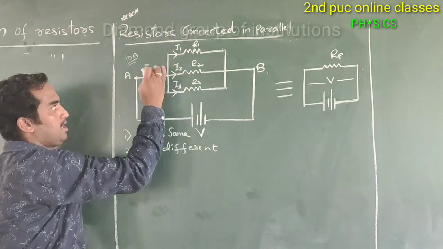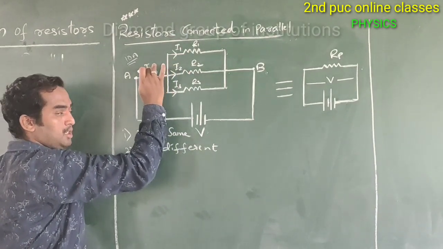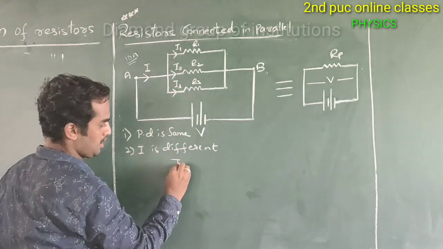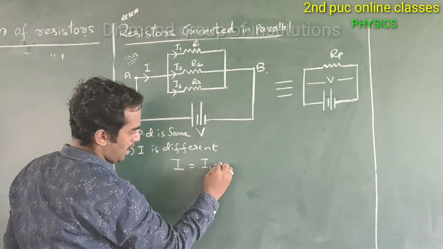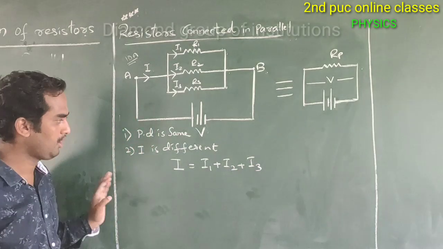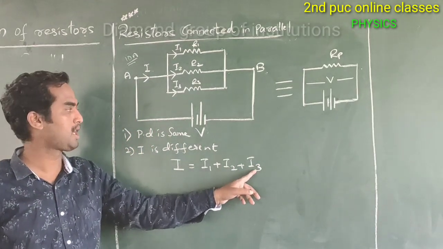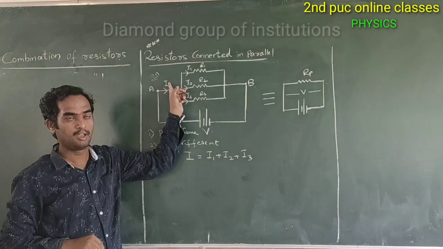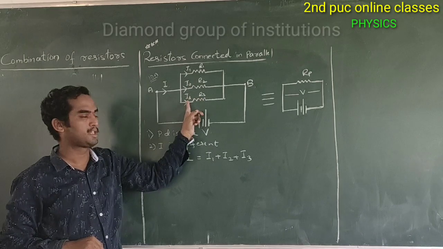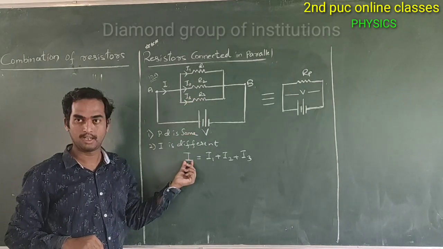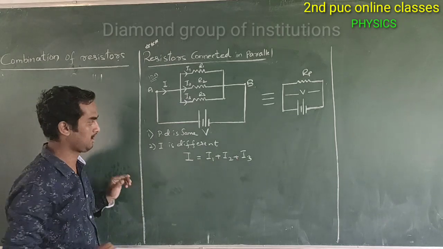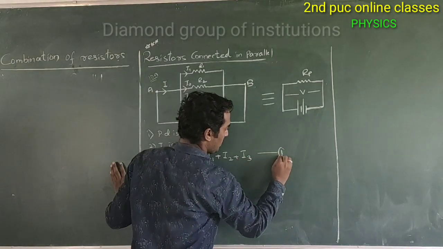So the total, again we can say, how much ampere is the current flowing? 10 ampere. So we can write the first equation: I equal to I1 plus I2 plus I3. What is the main current? I. What is the first branch current? I1. Second branch current? I2. Third branch current? I3. So the total current is I. I equal to I1 plus I2 plus I3. That is equation number 1.